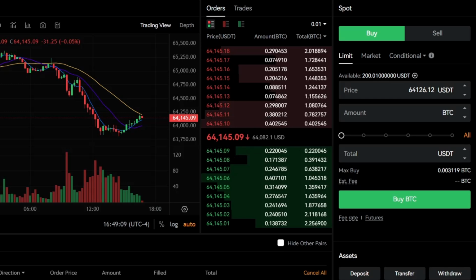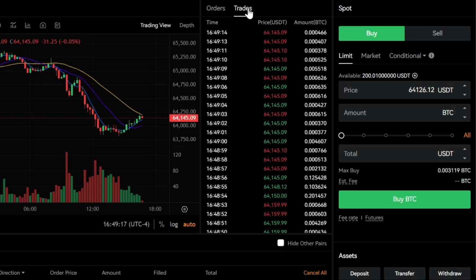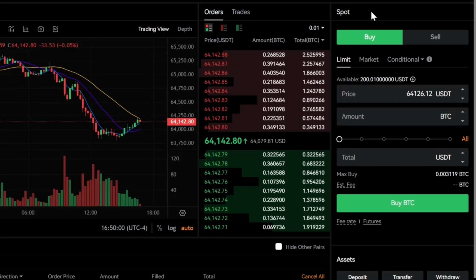More liquidity and a tighter spread can make trading easier. Beside orders, we have trades. Recent trades show orders that have already been executed, including the time, the price it was executed at, and the amount. Now we can look at the type of spot orders you can place on Bitbase.